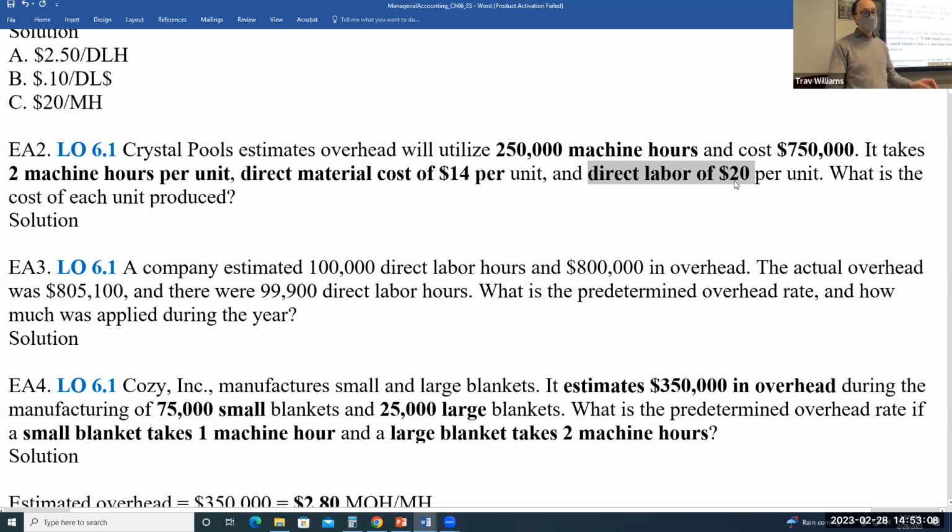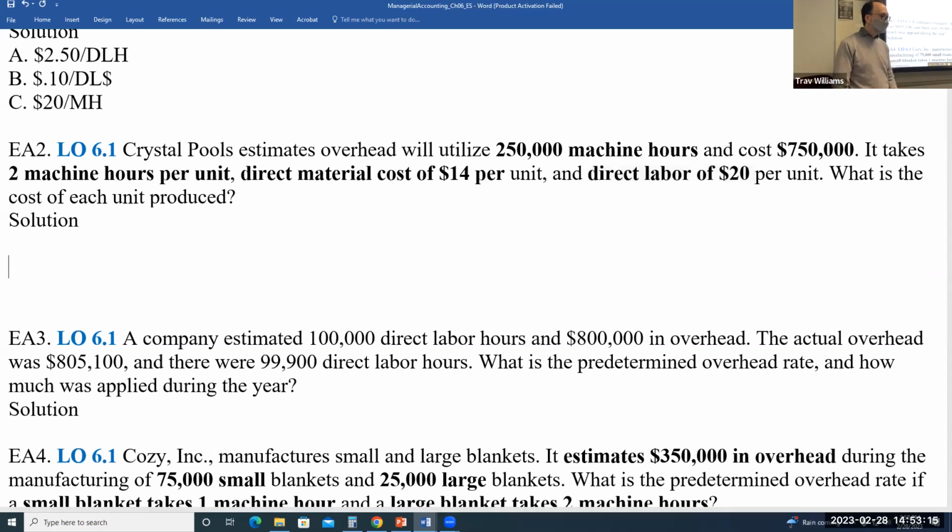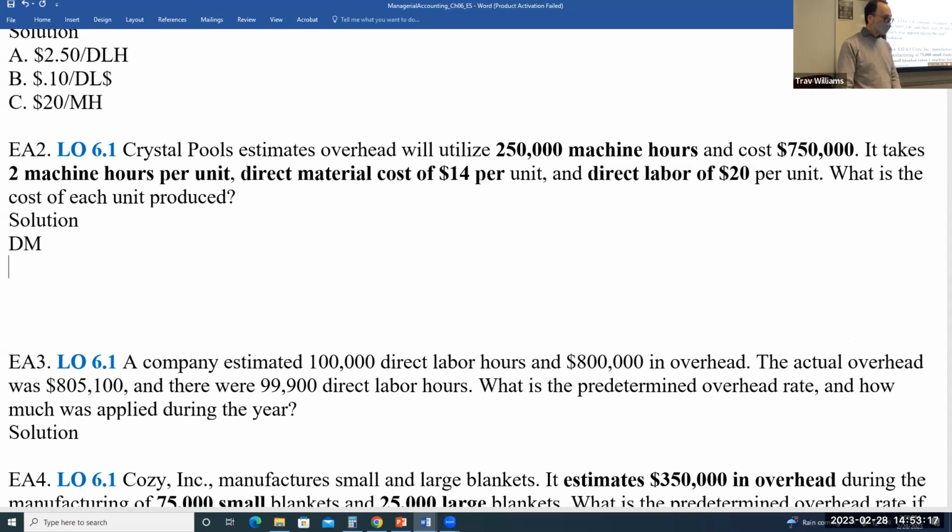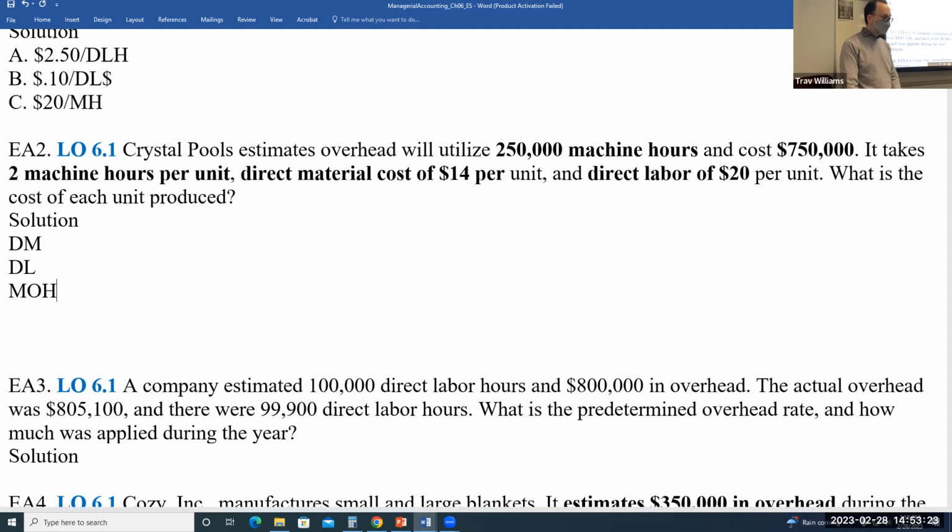$20 of direct labor per unit. And what is the cost of each unit produced? Okay, well, let's break it down to get our total. So we have direct materials, direct labor, and manufacturing overhead per unit. What is our direct material cost? 14. What is our direct labor cost? $20. What is our manufacturing overhead cost per unit?